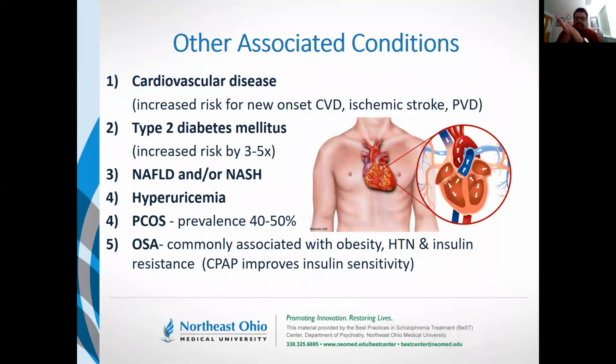Okay, so other associated conditions, cardiovascular disease. Obviously, there's an increased risk for new onset cardiovascular disease, ischemic stroke, as well as peripheral vascular disease. Type 2 diabetes, there's an increased risk by 3 to 5 times. These abbreviations you see stand for non-alcoholic fatty liver disease and or non-alcoholic steatohepatitis. Basically, you'll have a rise in your liver enzymes, but if you're non-alcoholic, somehow your liver is getting affected.